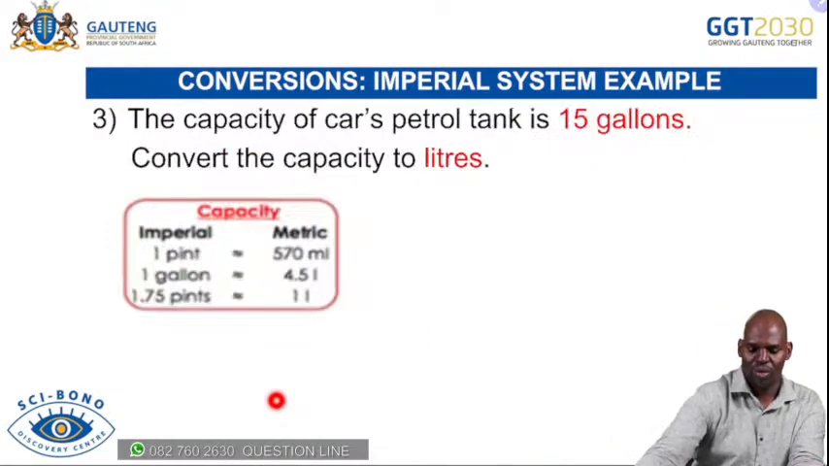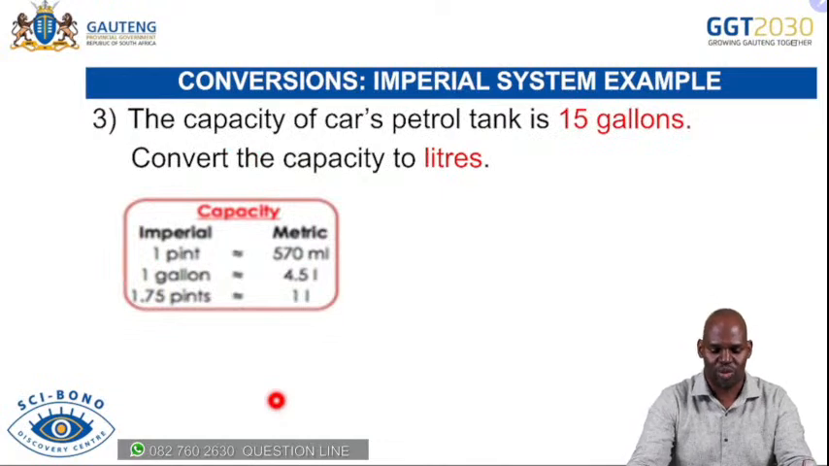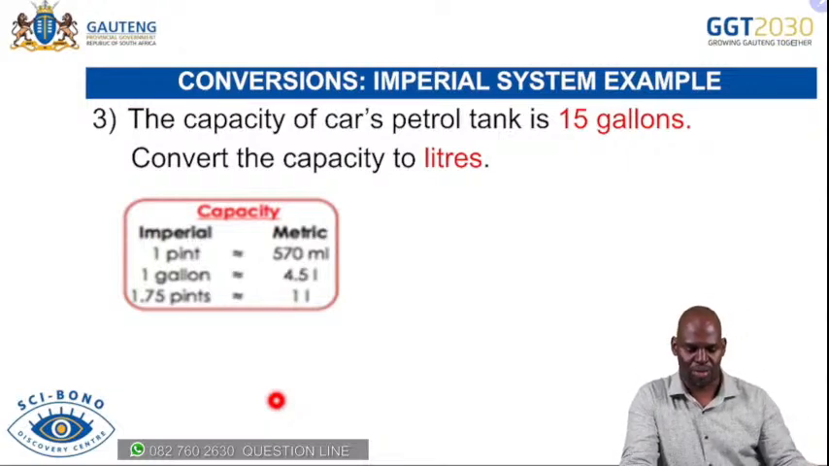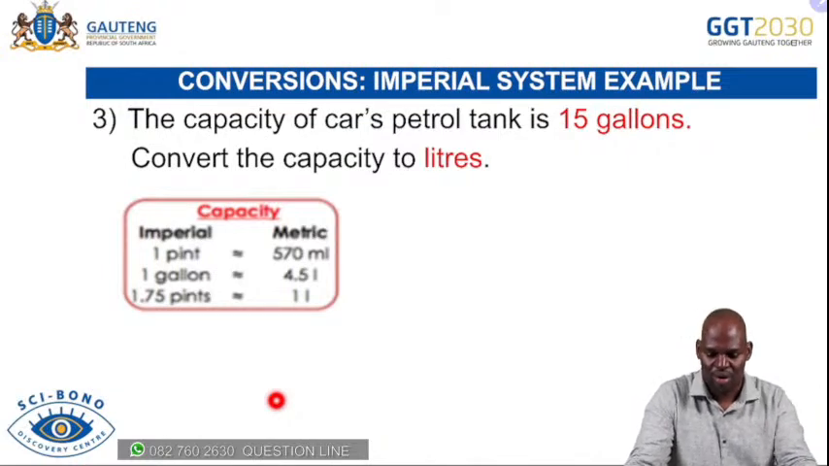Then we look at how to convert capacity as well. The capacity of a car's petrol tank is 15 gallons. So you go to the US and the petrol attendant there will say 15 gallons, that is the size. And then you actually don't have an idea because in South Africa we only work with liters. Then you quickly want to convert, and it means you must have the conversion factors. Right, let us look at this.